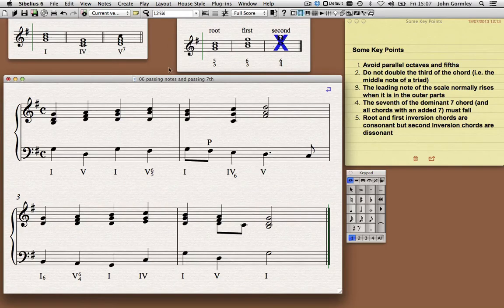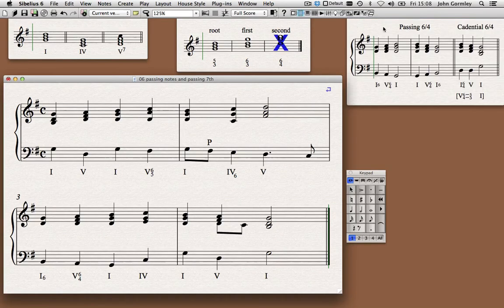And so far, generally speaking, we have been using root position chords with occasional first inversion chords to avoid parallels or to reinforce some kind of harmonic function. So let's think about ways in which we might actually use second inversion chords, because it is possible. Up here we have two ways in which this can be done. There's the passing 6-4 and the cadential 6-4. We're going to look at the passing 6-4 first of all.